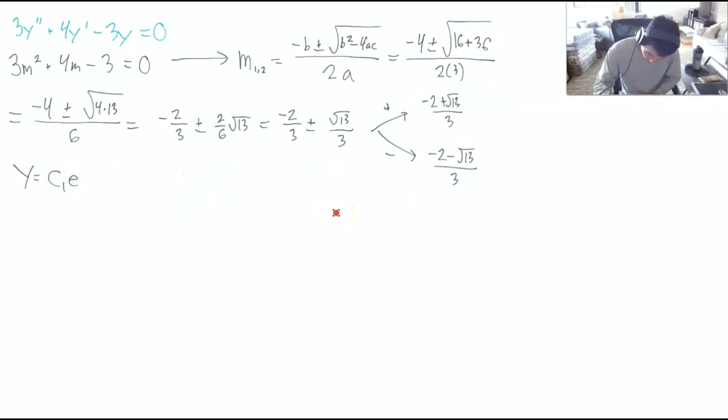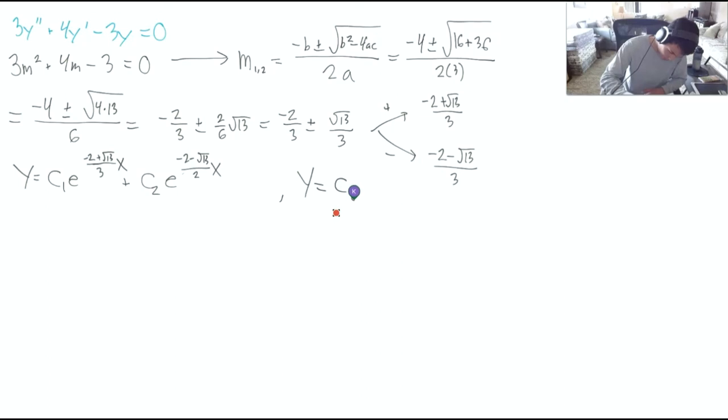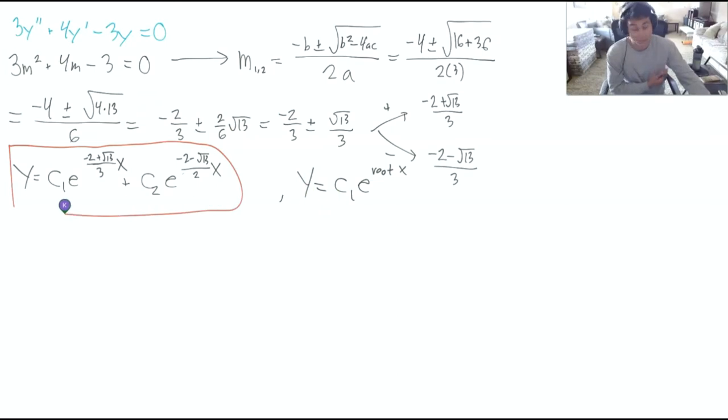It'll be e to the negative 2 plus square root 13 all over 3, times x, plus c2 e to the negative 2 minus square root 13 over 3, times x. So that's your answer. Don't forget your x, right? Because remember the form is y equals c1 e to the root times x. That's the form. So here's our answer to our differential equation. This is kind of like the ugliest it looks.